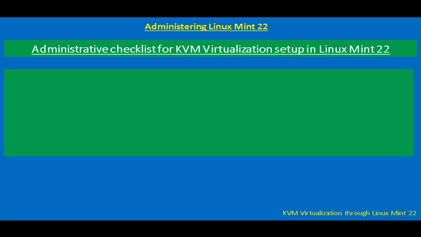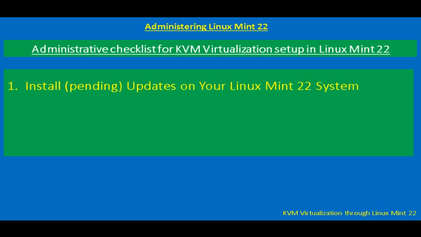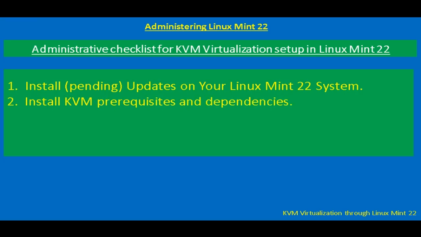So what is the administrative checklist for KVM virtualization setup in Linux Mint 22? What are the steps we will be carrying out? So first, we will install pending updates on our Linux Mint 22 system. Your Linux Mint 22 system should be absolutely updated before going for the KVM installation. Okay. Next is install KVM prerequisites and dependencies. So we will be installing our KVM package prerequisites and dependencies and the KVM package itself.